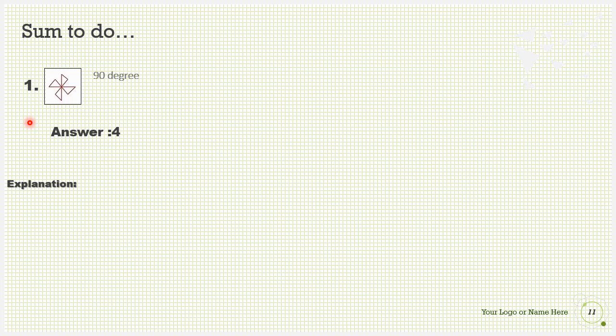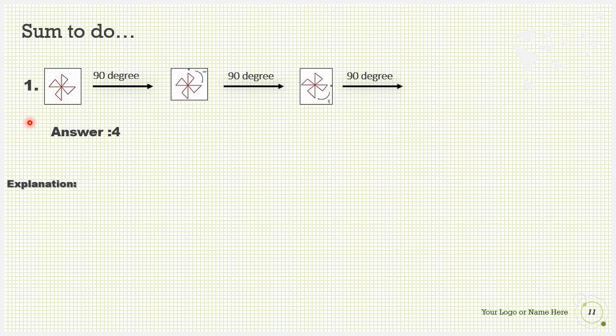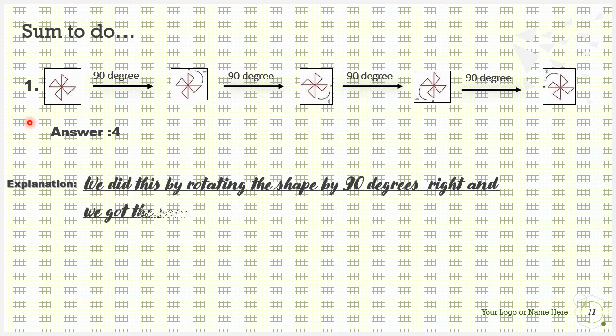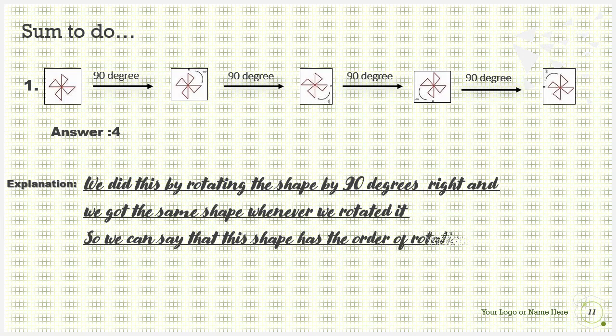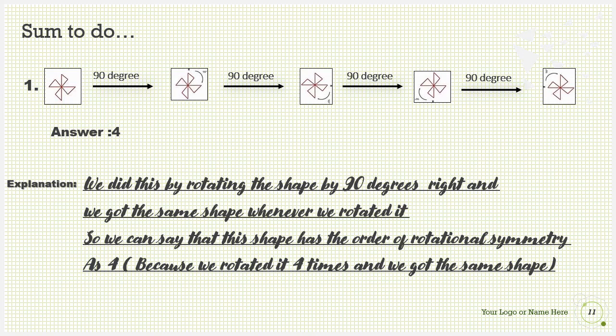Now let's see how to do it. Now we are rotating it by 90 degrees. Let's rotate. And we are getting the same. So 1. Again rotating it by 90 degrees. Yes, the same again. Again rotating. The same figure again. Again 90 degrees we are rotating. And the same figure we get. And we get 4. What's the explanation? We did this by rotating the shape by 90 degrees, right? And we got the same shape whenever we rotated it. So we can say that this shape has the order of rotational symmetry as 4, because we rotated it 4 times and we got the same shape.